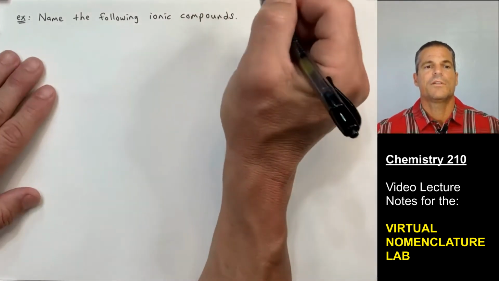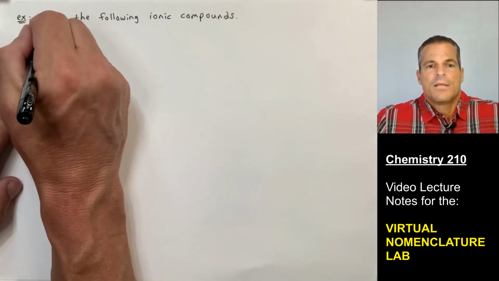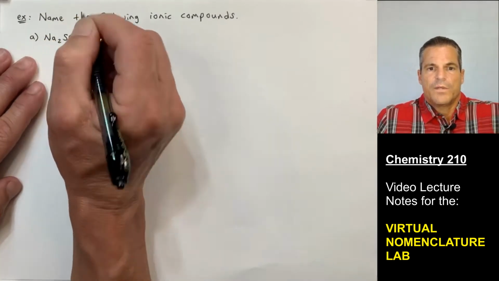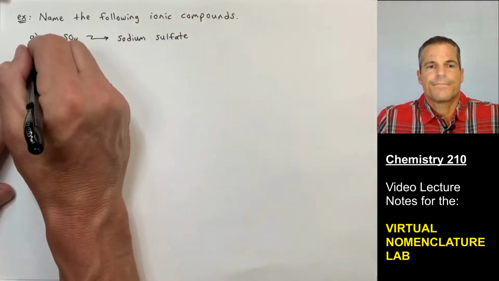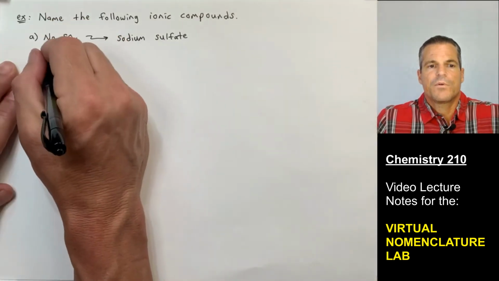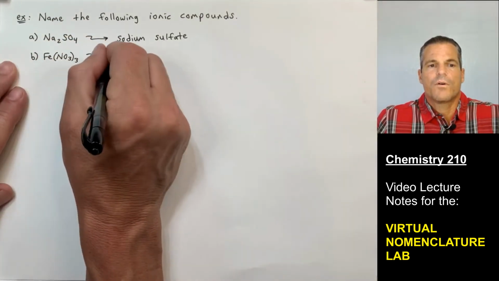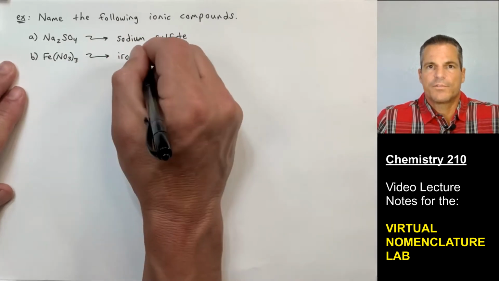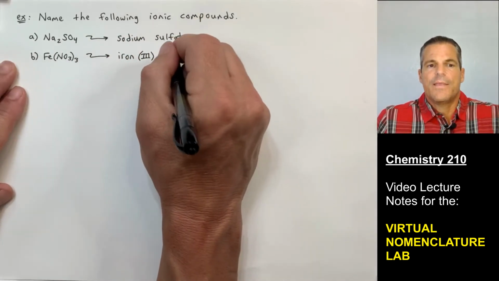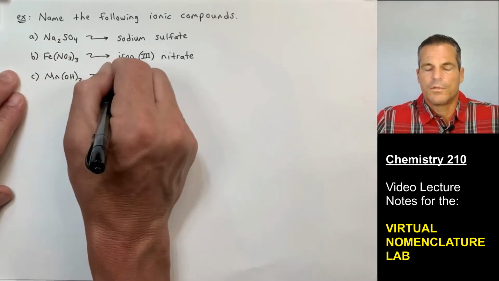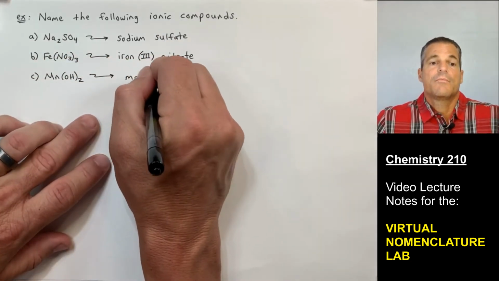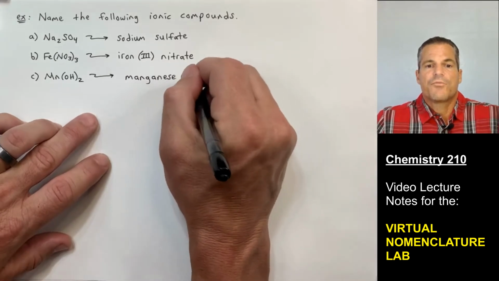Okay, so let's do an example here. Name the following ionic compounds. The first one here is Na2SO4. Well, this is just sodium sulfate. The Na is always a +1 because it's group 1, so we don't need a Roman numeral. Sodium sulfate. B, this is iron(III) nitrate.